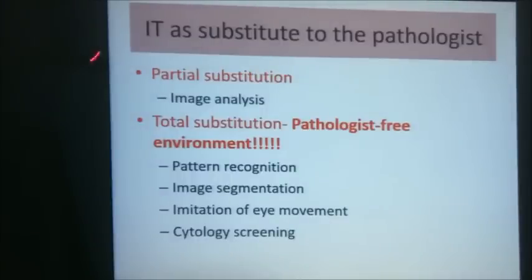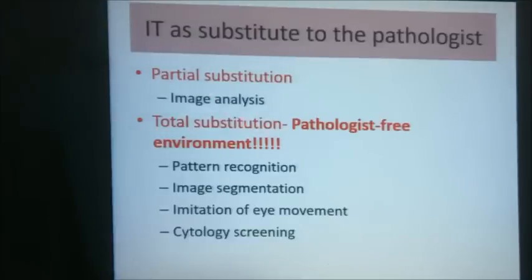Now we'll come to this question. Can the IT, or information technology, substitute the pathologist or not? The answer is yes, partially. You can have partial substitution of pathologists, and I will show you this is actually quite dangerous to pathologists, but it's good for the patient. I'll tell you why. Can you do total substitution?